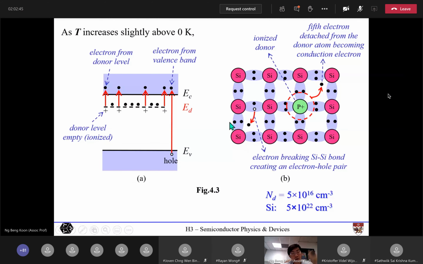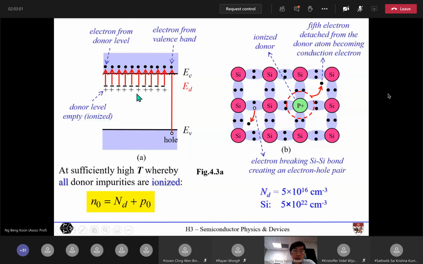Of course, if you keep increasing the temperature up to a certain temperature where it's sufficiently high, you will expect all the electrons in the donor level to go into the conduction band. In this case, we say that the semiconductor is fully ionized. This is this condition here: all the electrons are promoted to the conduction band from the donor level, and all the impurity atoms are fully ionized.